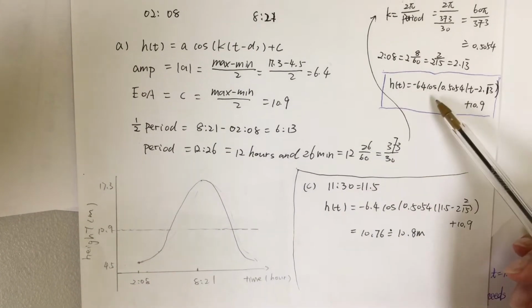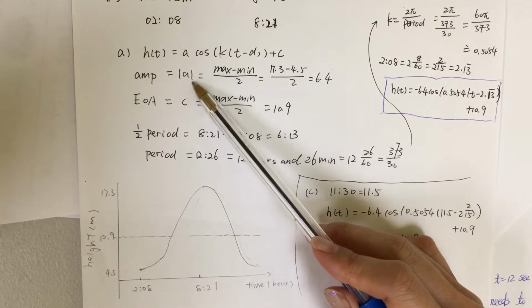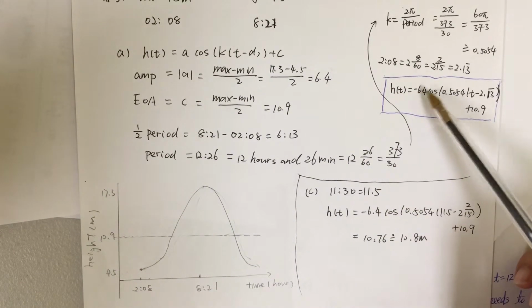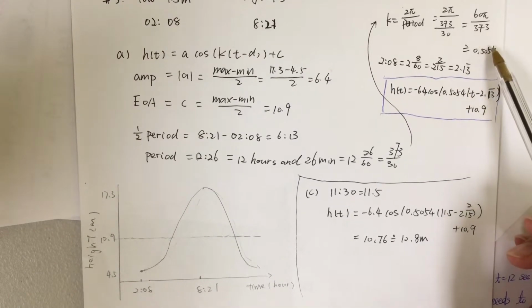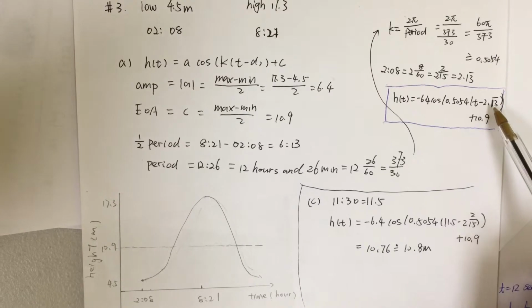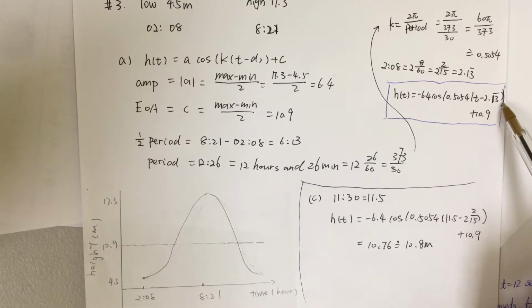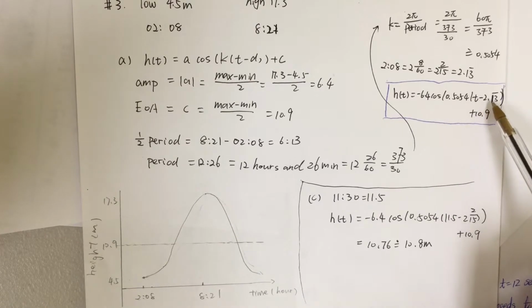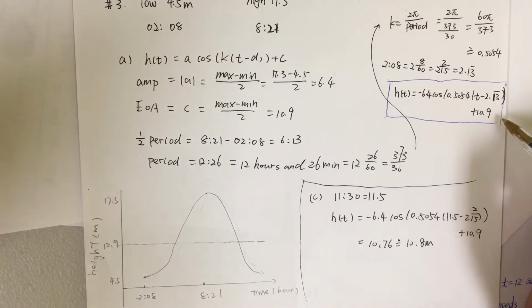So I still choose cosine. And the A here is still negative. So here the absolute value is 6.4. Choosing negative, that'll be negative 6.4 cosine. The K here is calculated from above. And here we do have the phase shift, which is 2.13 to the right. That will be t minus 2.13. And we also need to plug into the equation for x as well.